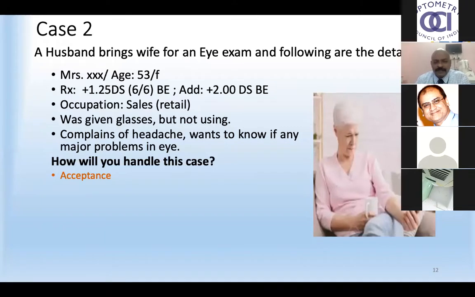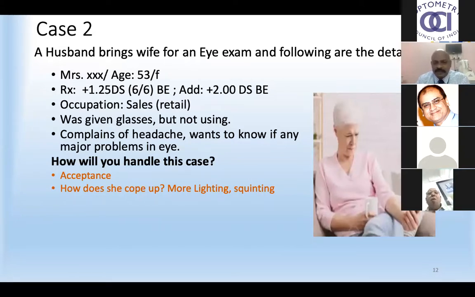So acceptance. This entire case, as I told you, is a kind of acceptance. The patient has accepted that something is wrong, so she requires a correction. The main thing is, how does she cope right now? Is she squinting? If you can see this picture, she's squinting. Does she use more light? How she copes can give us some pointers to advise her on the course forward.